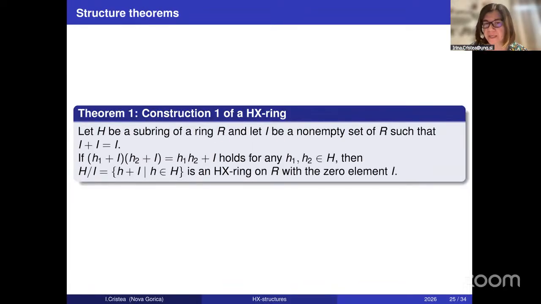Again, how can we obtain these HX rings? There are several theorems, all of them more or less similar. If H is a subring of a ring R and E a non-empty subset of R such that I plus I is I, so it's an idempotent, and then if I define the multiplication in the classical way, then the quotient set is an HX ring on R with the 0 element I.